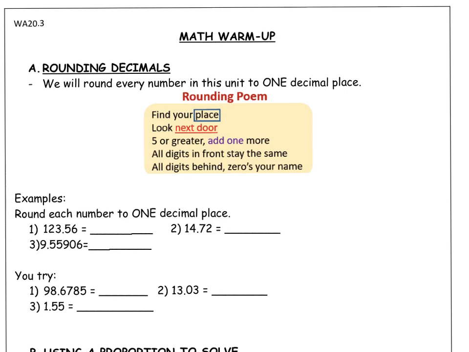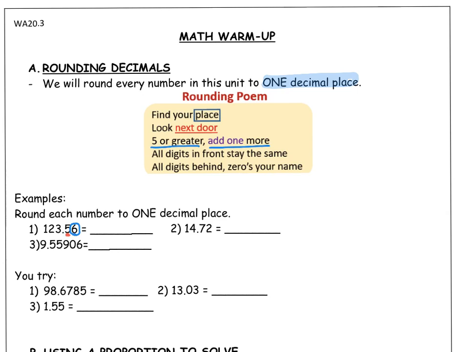And we're going to just as a group decide that we're going to go to one decimal place in this unit unless you're told otherwise. So if you want to go to one decimal place, what that means is you identify where you're at. I want to go to one decimal place here, which means I want to keep that. So you need to look next door. And the little poem says if it's 5 or greater, you add one more. All the digits in the front stay the same. All the digits behind zero's your name.